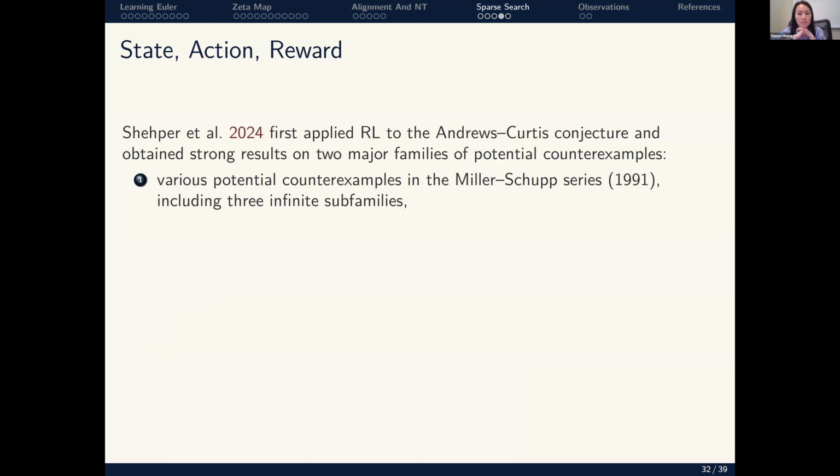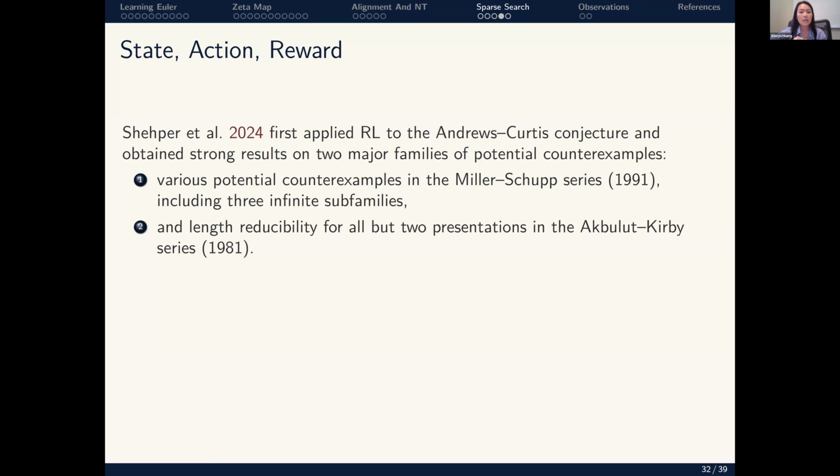In the previous work of Shehper et al., who first applied RL to the AC conjecture, they had great results. In particular, they resolved two major families of potential counterexamples: the Miller-Schupp series, which includes three infinite subfamilies, and they achieved length reduction for all but two presentations in the Akbulut-Kirby conjecture. By length reduction, I mean the sum of the lengths of the relators.